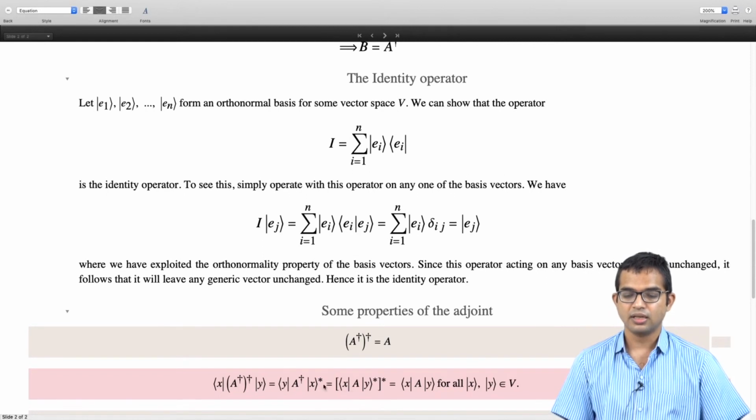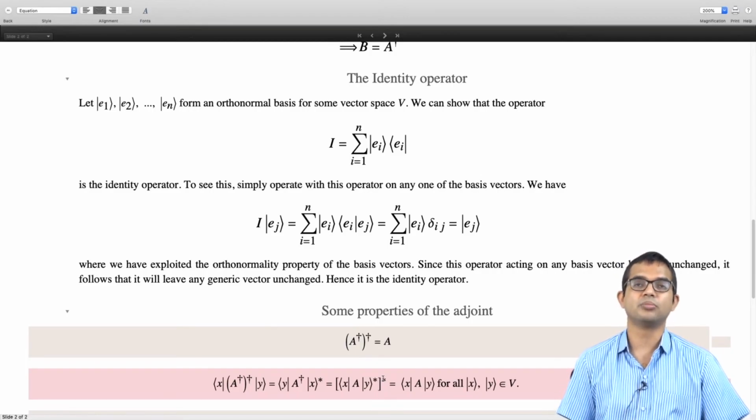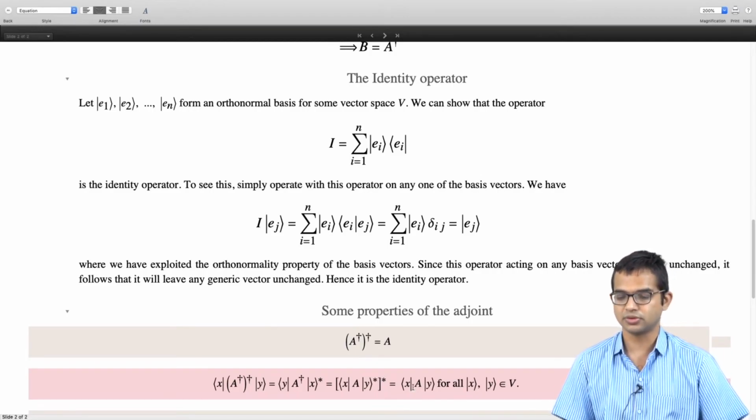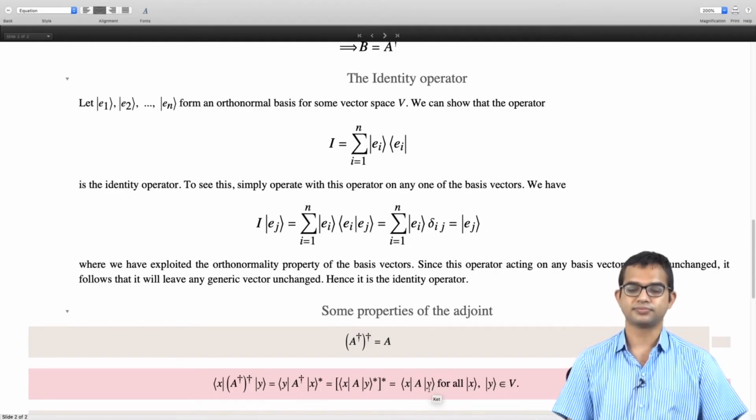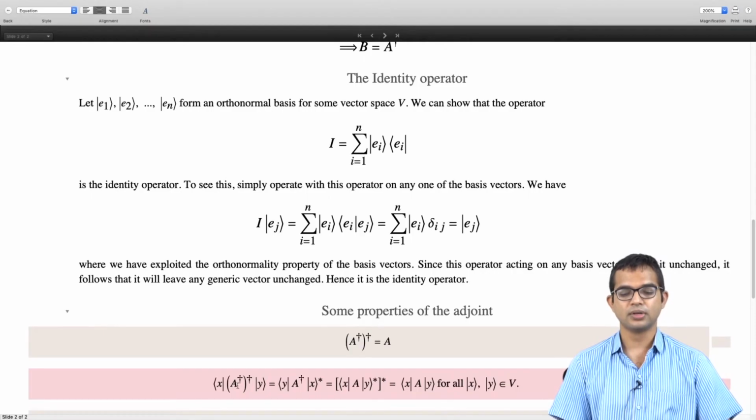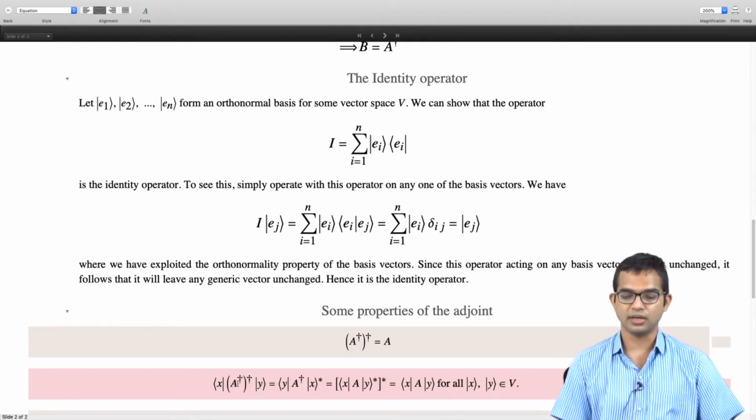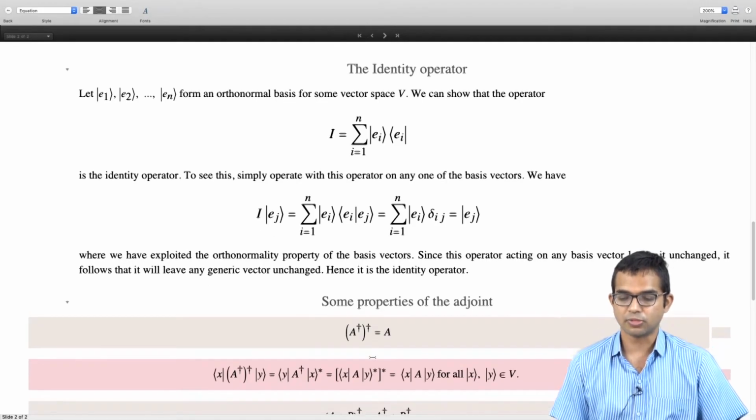Now, what is this object? Again you flip x and y, and the dagger is gone, and there is another star. But the complex conjugate of the complex conjugate of a complex number is the original complex number itself, so you just get x, a, y. This is true for all x and y, and that can only happen if the operator a dagger dagger is the same as the operator a, right? So this is the first property.